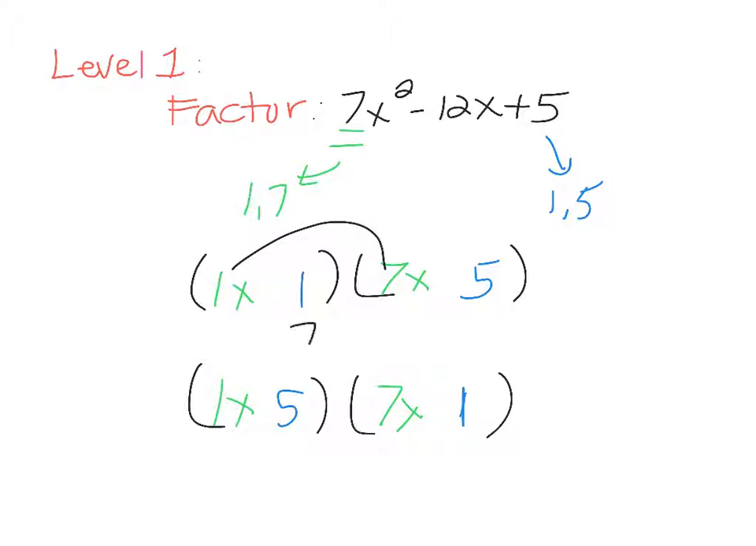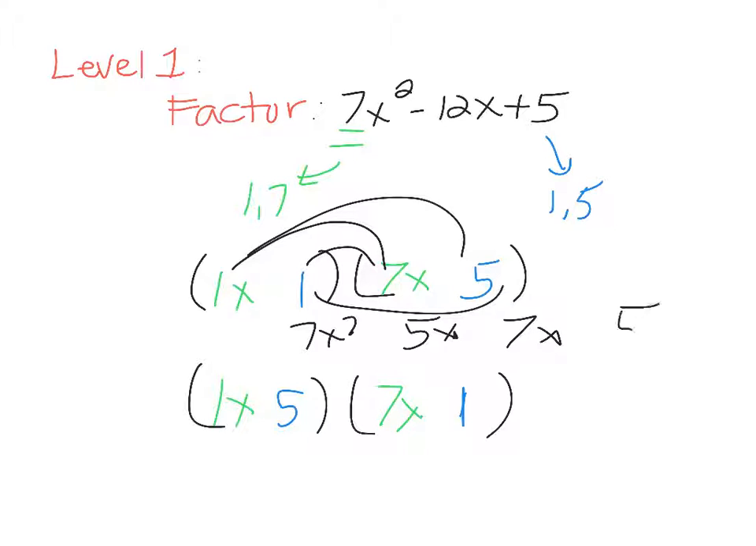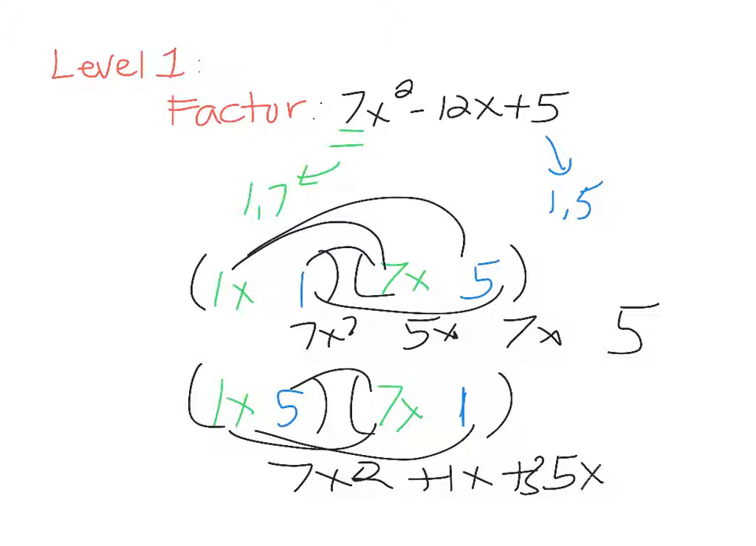So that gives us 7x squared, and then we have a 5x, and then here we get a 7x, and then at the end we'd get a 5. Down here we'd get a 7x squared plus a 1x, and that would give us 35 x's, and then plus 5 at the end. So obviously this is the case we want right here.